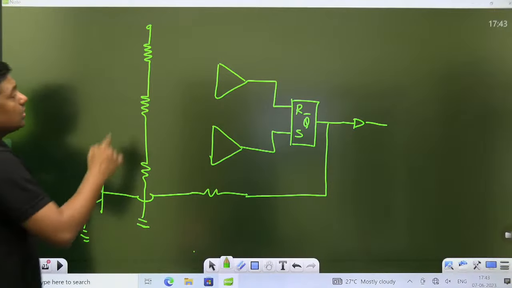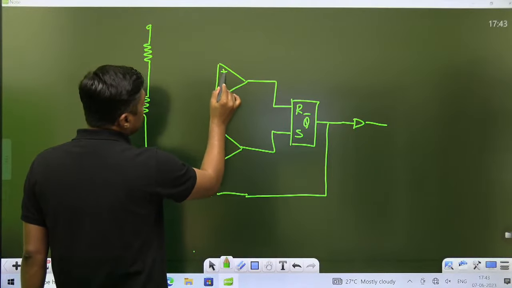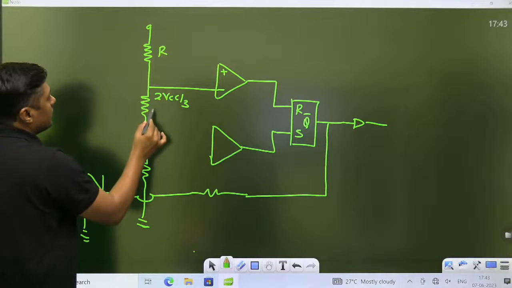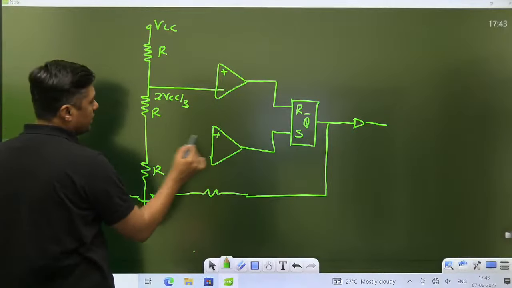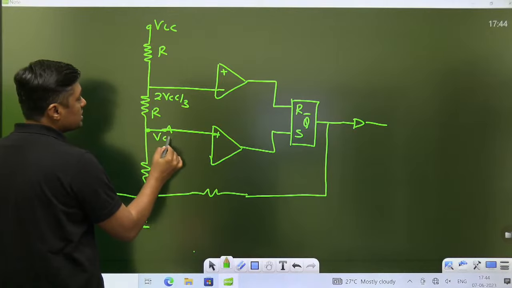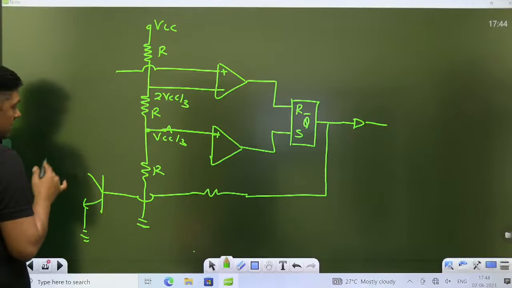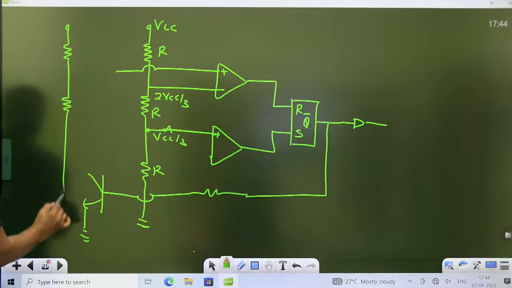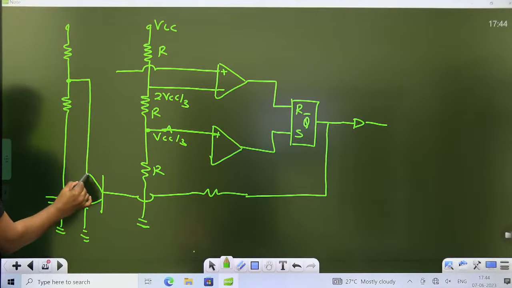Okay. Now, this comparator C1, its negative terminal is set at what? 2 VCC by 3. This is nothing but R, R, R from VCC. It is called a potential divider. Its positive terminal is fixed at what? VCC by 3. Now guys, try to understand, I'm just giving you the explanation. This is the RA, this is the RB, and that is the C. Now this is connected to the discharge pin, called pin number 7.